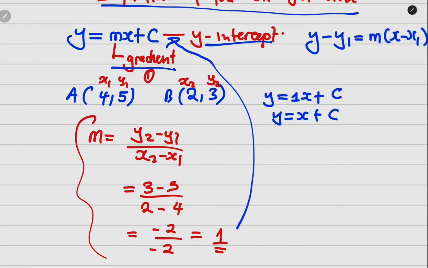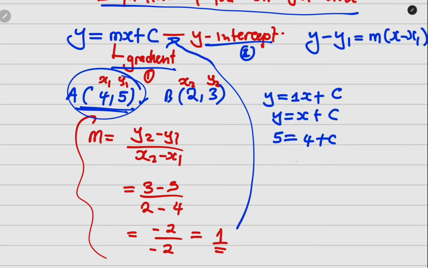Now the second step is to find this part, which is c. How do you find c? From the coordinates that you are given, you just pick any of the coordinates, this one or this one. I prefer picking this one. Where there's y, I put a 5, and where there's x, I put a 4. So you have 5 equals 4 plus c.